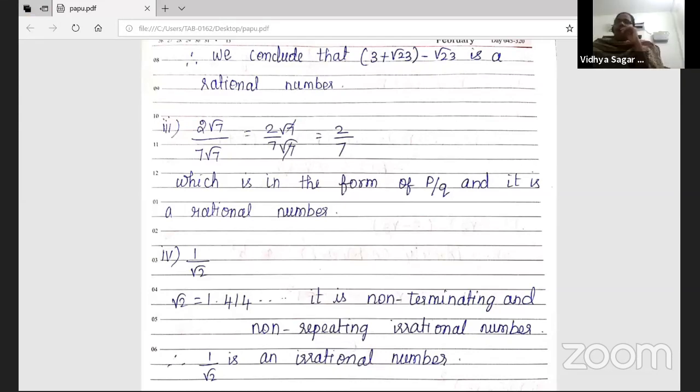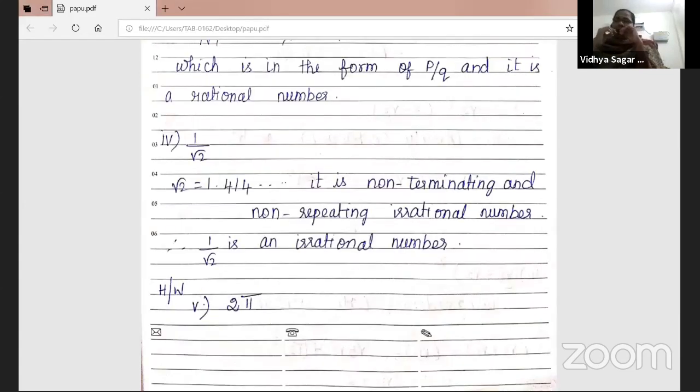Okay, I will give you some idea. When the denominator has a root 2, or if it is not a fraction, like 2 minus root 3, 2 plus root 3, 5 plus root 3, you can easily say that it is an irrational number. Here also, 1 by root 2: you know the root 2 value is non-terminating, it never becomes 0. It is a non-terminating, non-repeating irrational number. So 1 by root 2 is an irrational number.